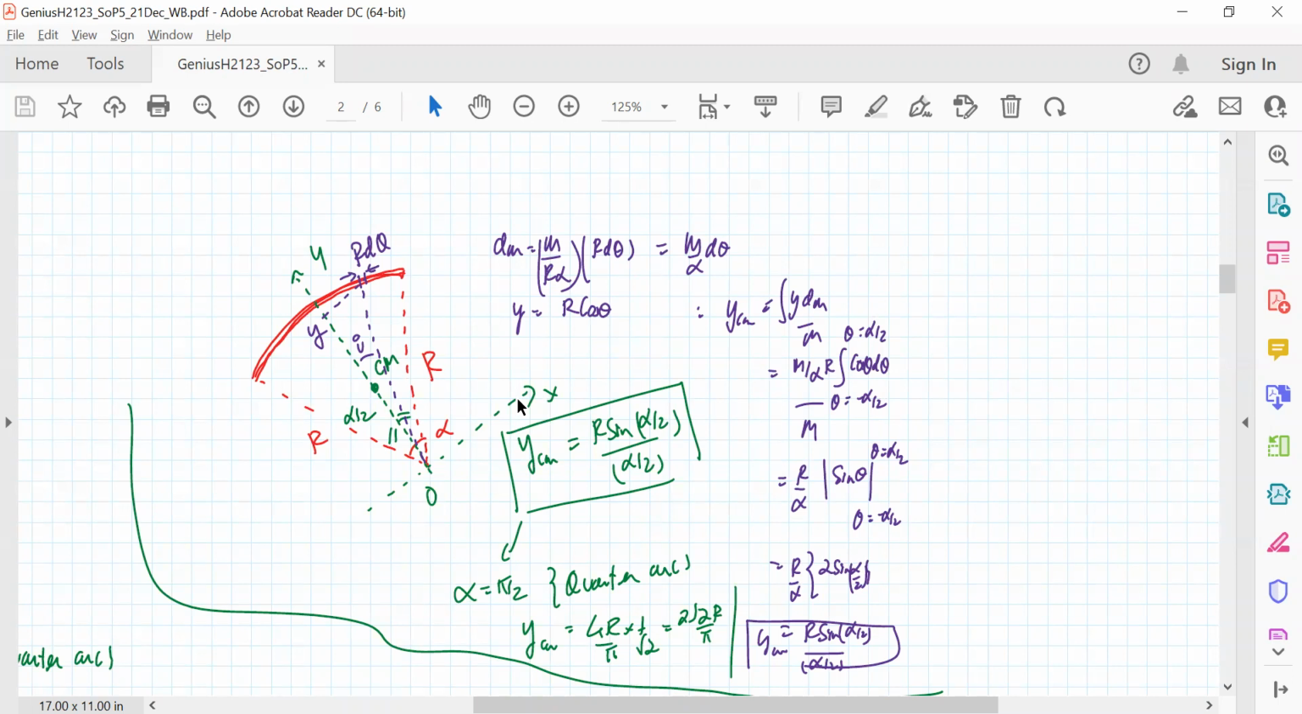One thing you should remember while applying this formula is to take alpha in radians. You should not take alpha in degrees. You should take alpha in radians. So this is an additional formula that you can add to the list, especially for JEE Advanced.